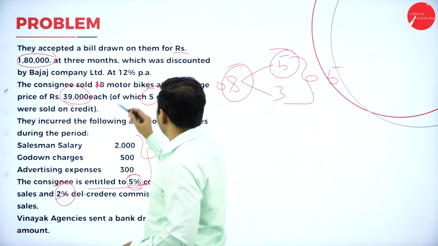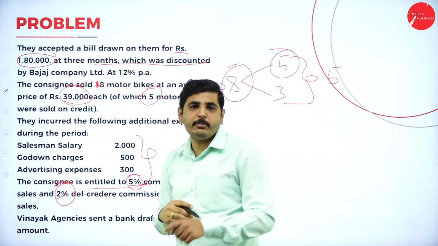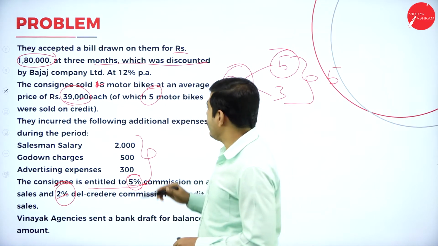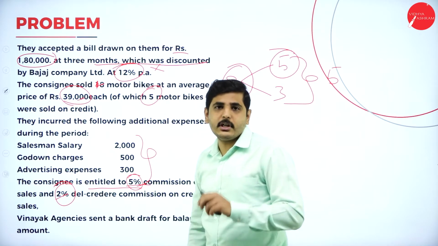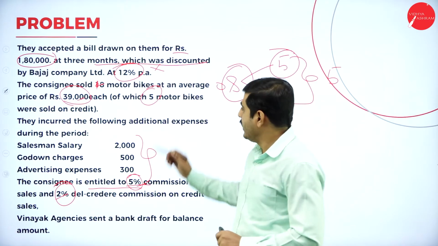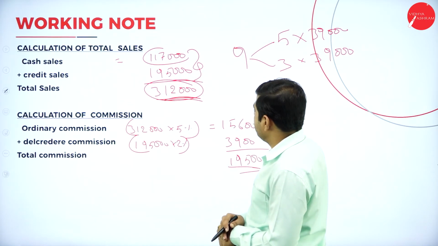The total is 19,500. Discount on bills receivable should not be shown in the consignor account, so neglect it. We should not show this one. Please neglect it. Okay, now let's go to the problem.